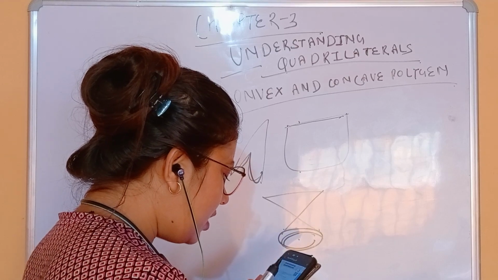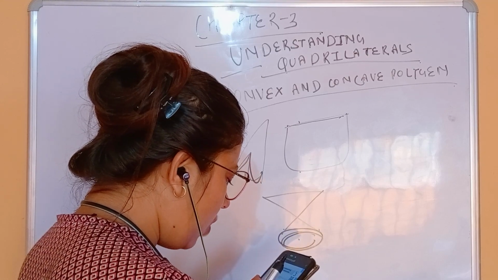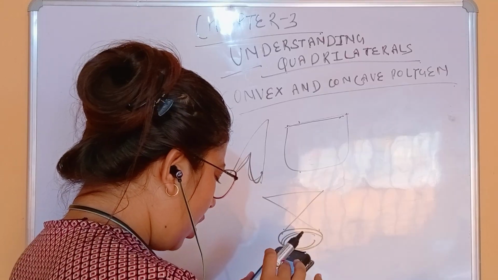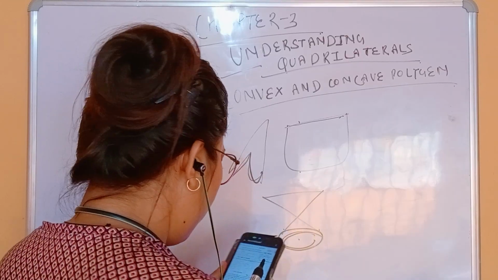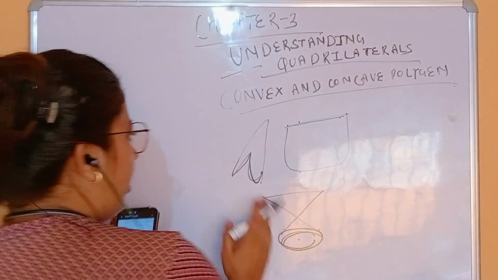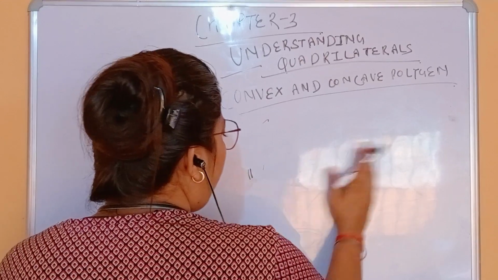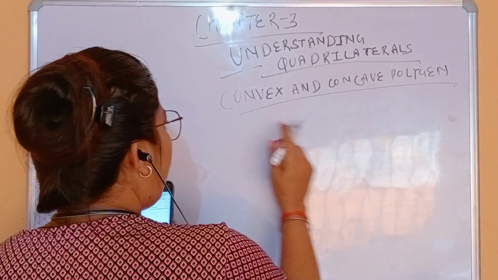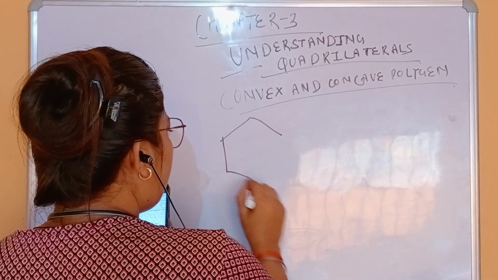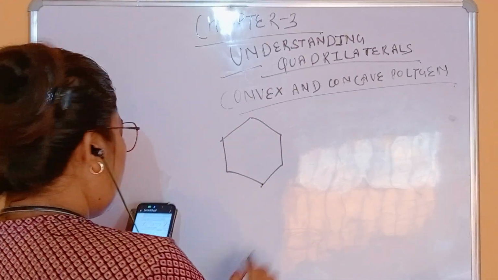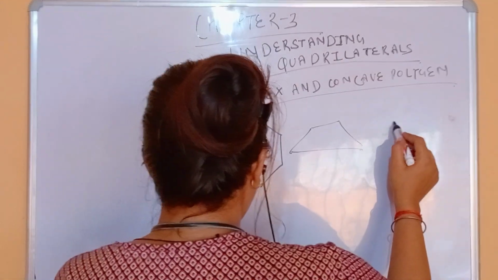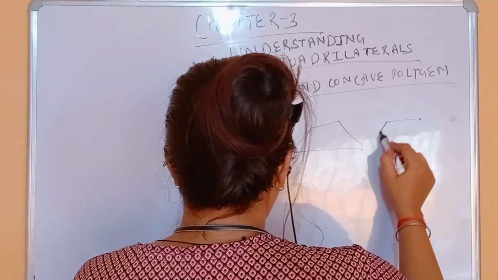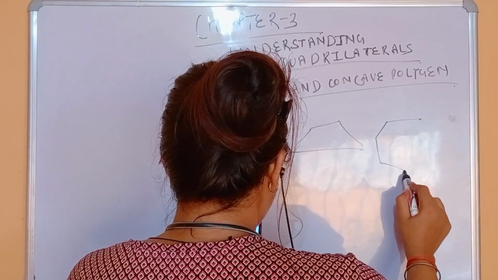Here some convex polygons and some concave polygons are given. Convex polygon, what's a convex polygon? Convex polygon is given in an irregular manner, like a hexagon. And here a pentagon is given, and here another one, I think an octagon, eight-sided.